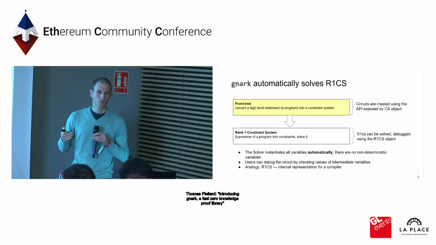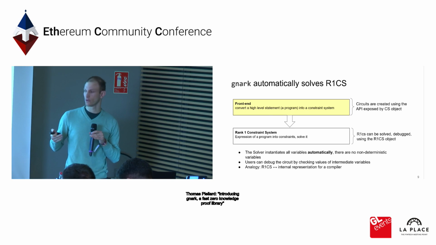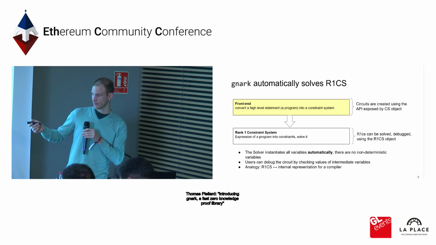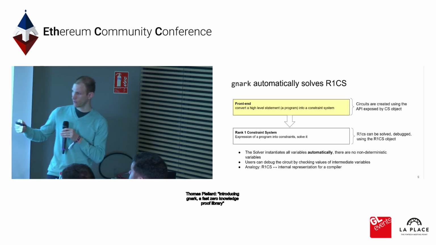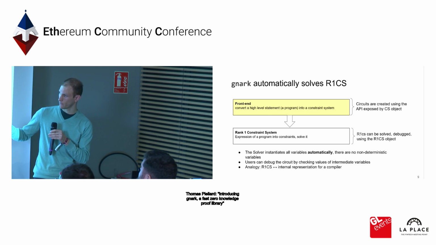And sometimes you want to debug the circuit. That is, you want to query the values of some intermediate variables in your circuit. To do this, we have a rank 1 constraint system object. To create this constraint system object, you give it the previous object, the constraint system.